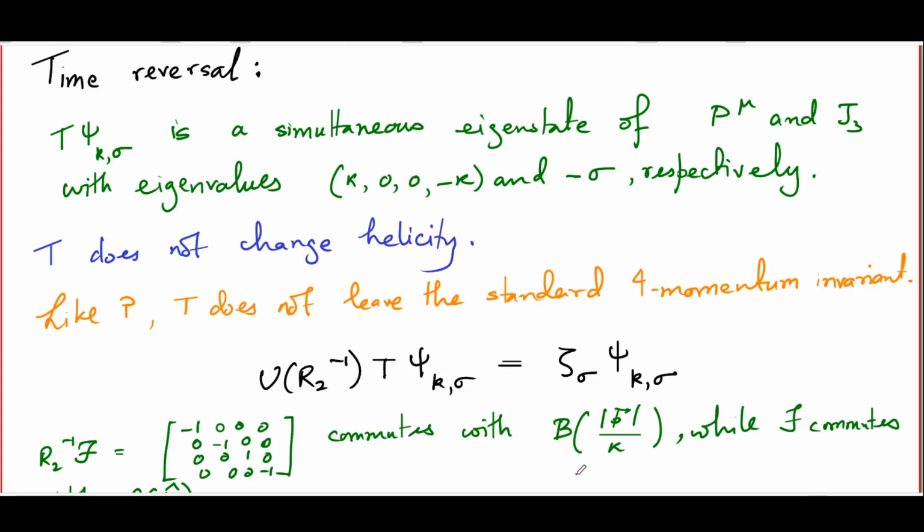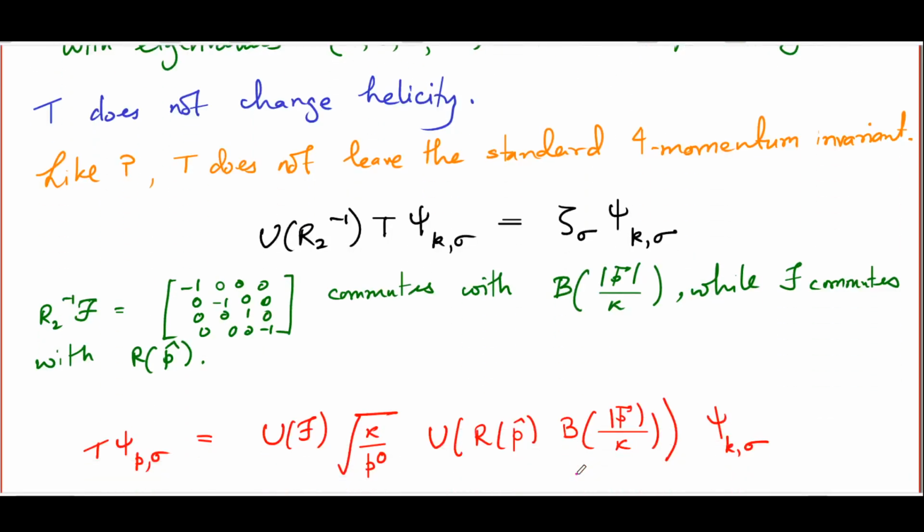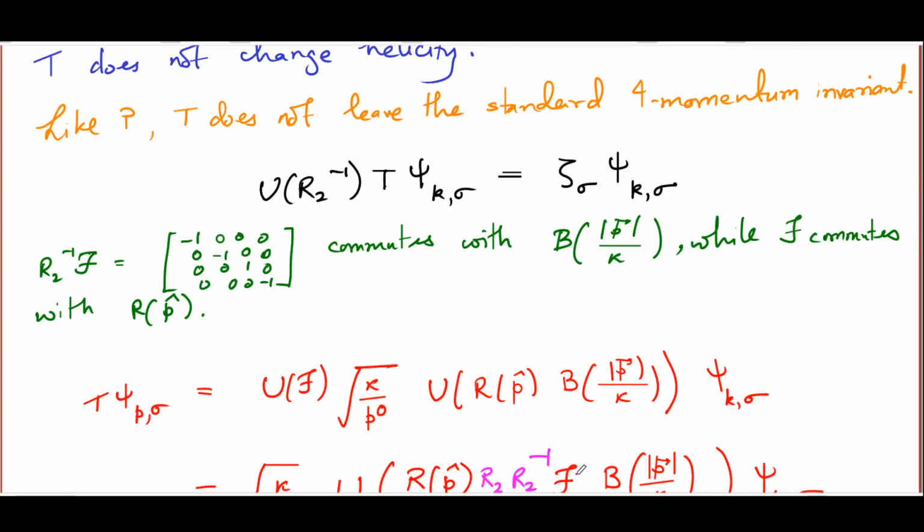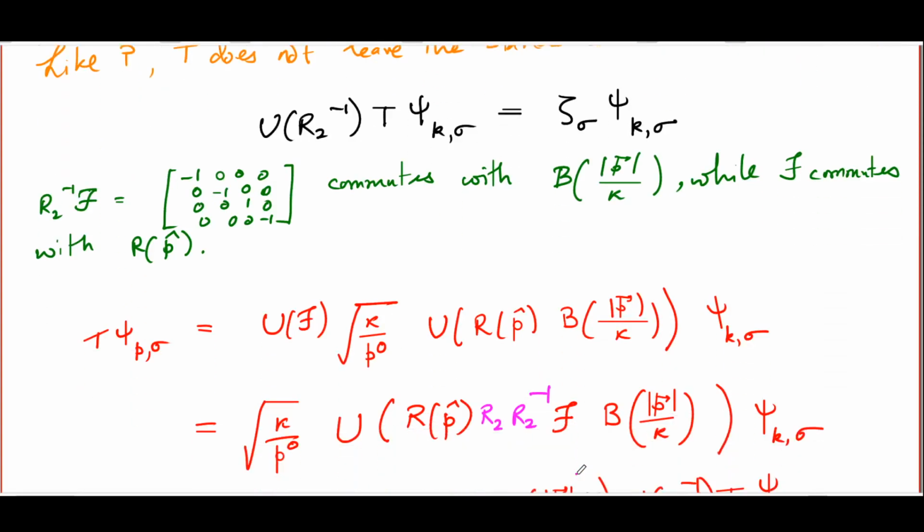Now, what we are going to do next is talk about what time reversal does to psi p sigma. For that, again, we look at R2 inverse curly T, the time reversal operator. This commutes with the boost, mod p vector by kappa, while curly T commutes with the rotation Rp hat, just like the curly P did. Time reversal operator T acting on psi p sigma will be U of curly T, acting on the standard root over kappa by P0 times U of Rp hat B mod P by kappa, psi k sigma.